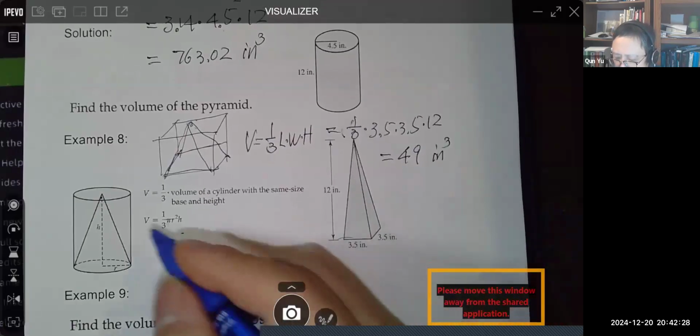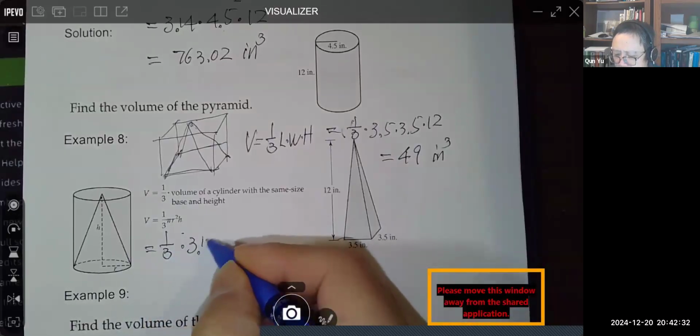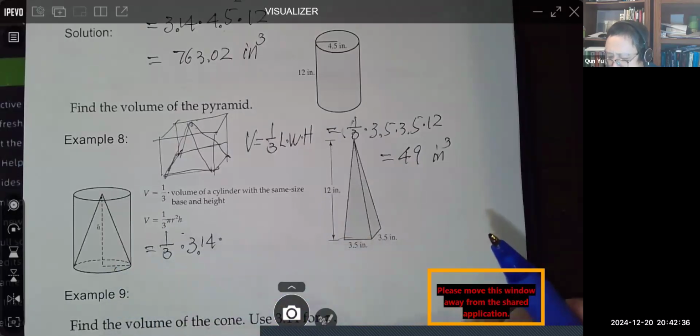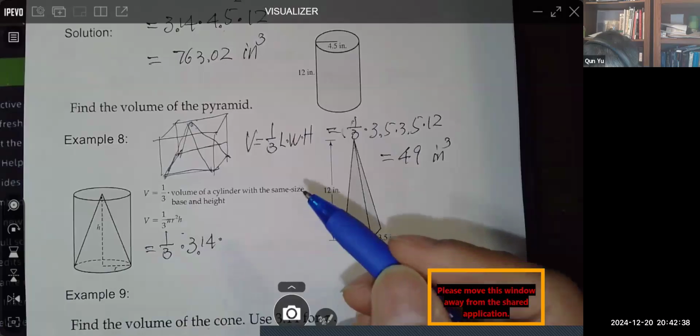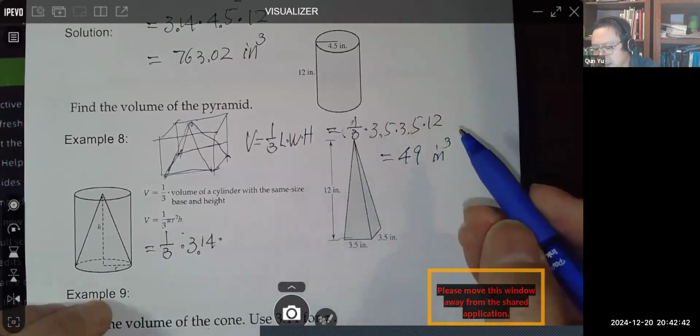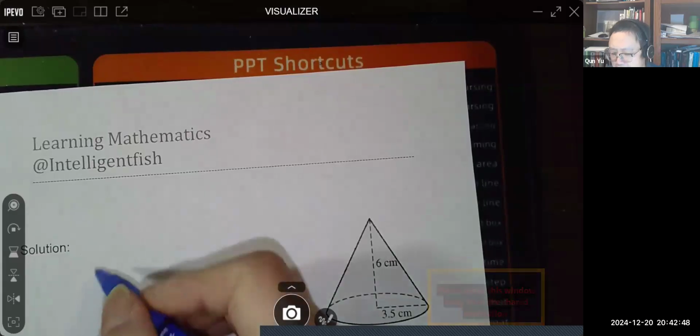And this is the formula. So 1/3 times pi, 3.14, times r square. So what is the r then? And the actual figure is on the next page. So that's it. That's here. So let's work on this one.